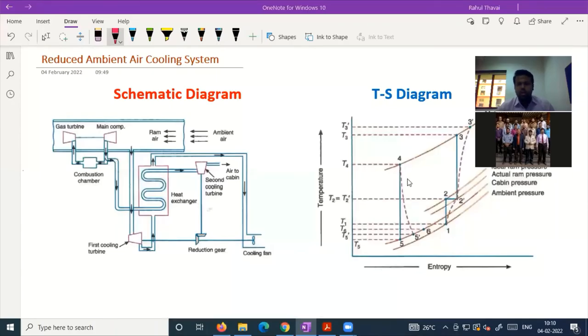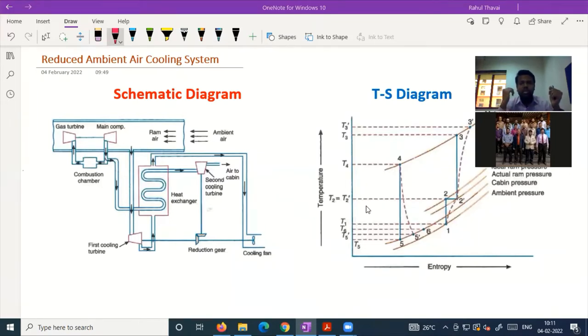Okay, so let us start today's session. In the last session, whatever the previous session we have conducted, we started with the simple air cooling system, followed by the simple air evaporative cooling system, followed by the bootstrap air cooling system, then the bootstrap air evaporative cooling system. Those four systems we have seen, and we also solved problems based on those systems.